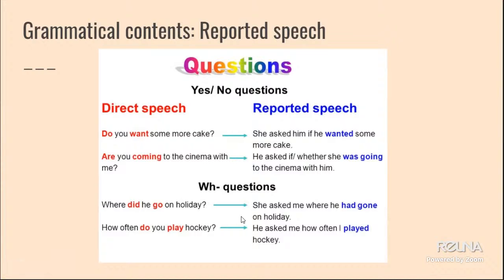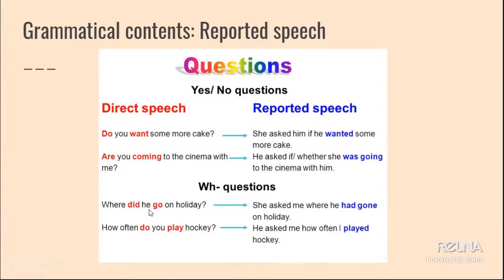Where did he go on holiday? Entonces, she asked me where he had gone on holiday. So where we're using as, in this case, a relative adverb, the same with how often. Ya, queda como un adverbio relativo. Cuando usamos who, for example, o that, o which, que se pone acá, quedaría como un relative pronoun. Ya. So, she asked me where he had gone on holiday using backshift.